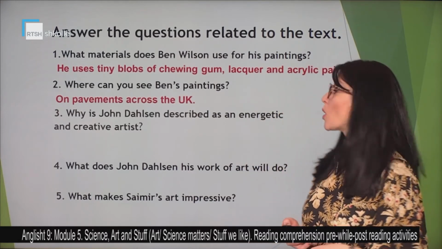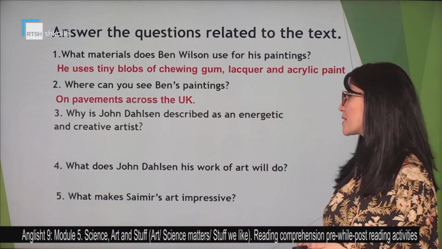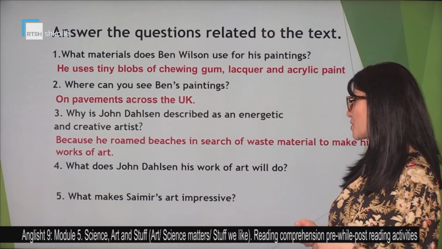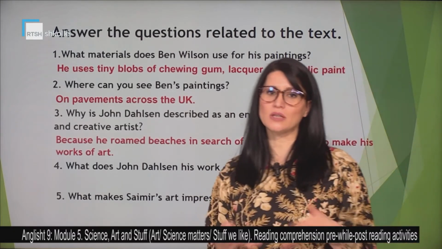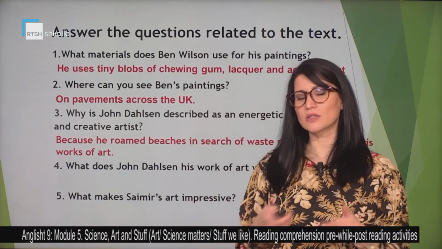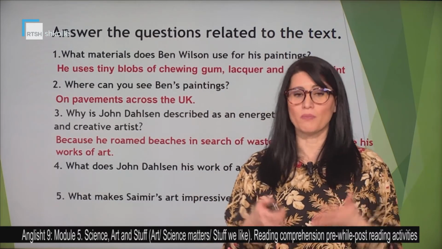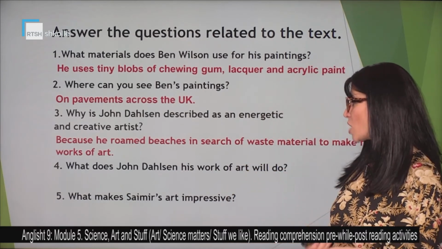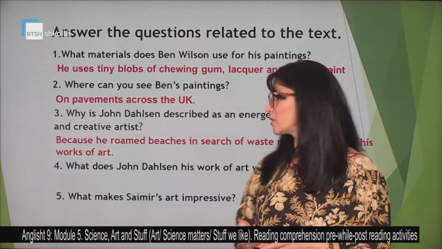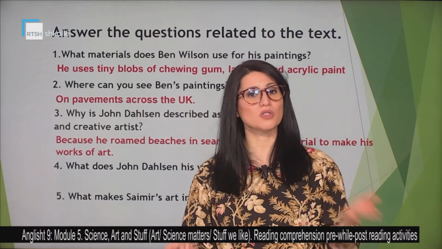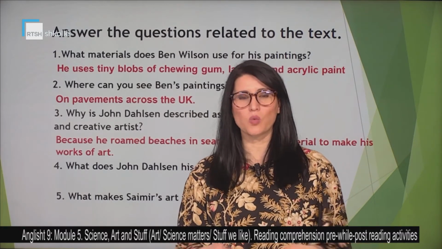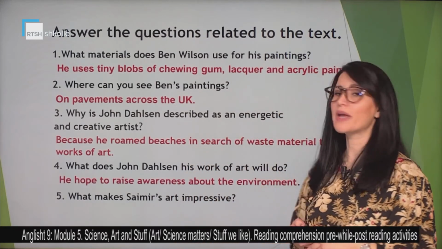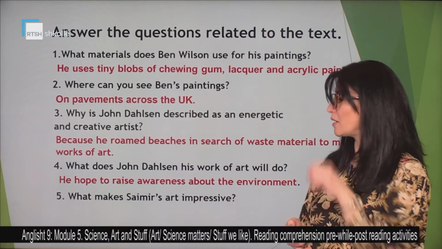Question number 3. Why is John Dalton described as an energetic and creative artist? Well, because he roamed beaches in search of waste material to create his works of art. And he was searching for flip-flops, bottles of lemonade, and things discarded there. What does John Dalton's work of art do? Do you remember why he was doing all this work? What did he say about the environment? Well, he hoped to raise awareness about the environment.